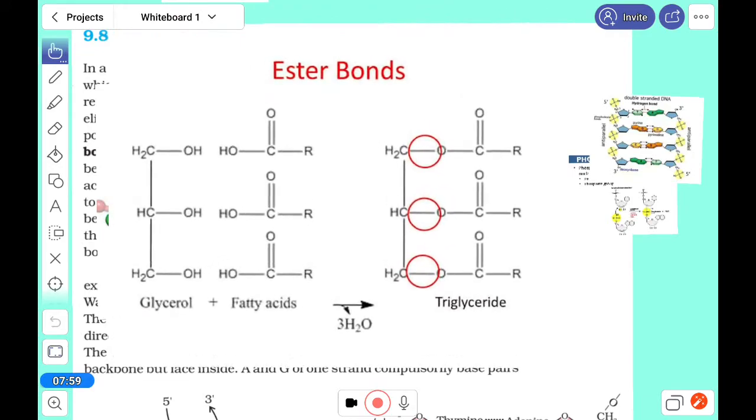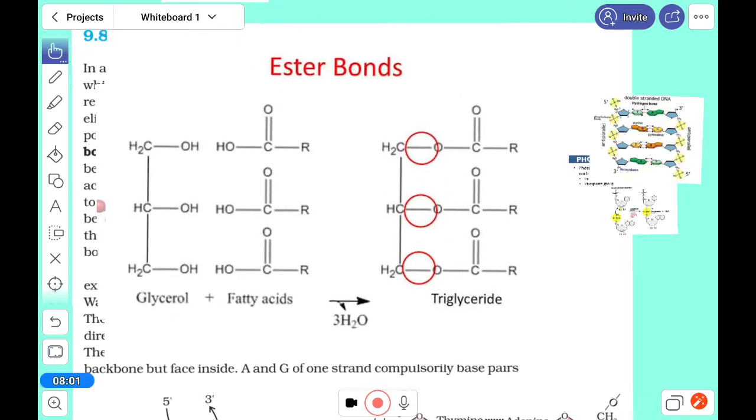So the ester bond is between glycerol and the fatty acid. Here is the glycerol, here is the fatty acid. There are three: 1, 2 and 3. Here R can be similar or dissimilar.